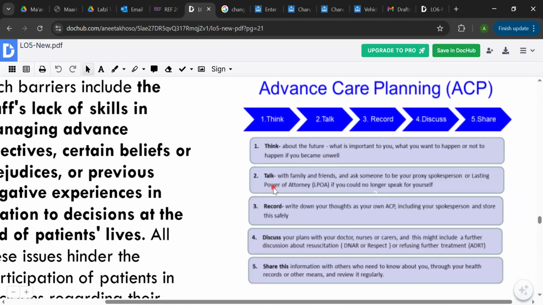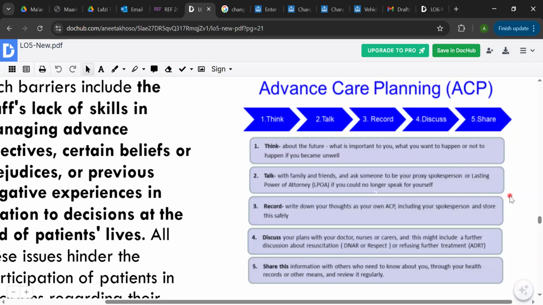That is the first process. The second step is to talk to families and friends and ask someone to be a proxy spokesperson or lasting power of attorney, if you could no longer speak for yourself. Write down your thoughts as your own advanced care planning.